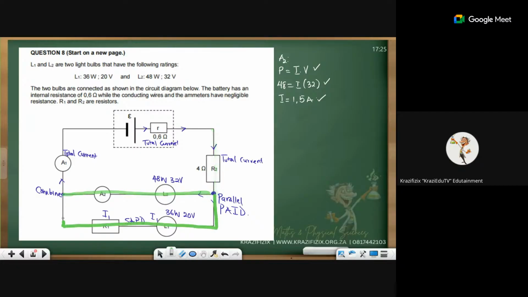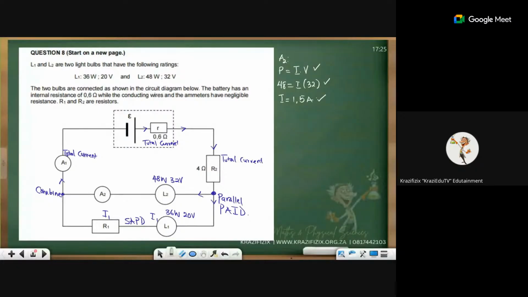Maintains, comes here, combines. Once you understand that, you can see what's going on. So the current here is the current here. The current here, because series are potential dividers, current remains the same.